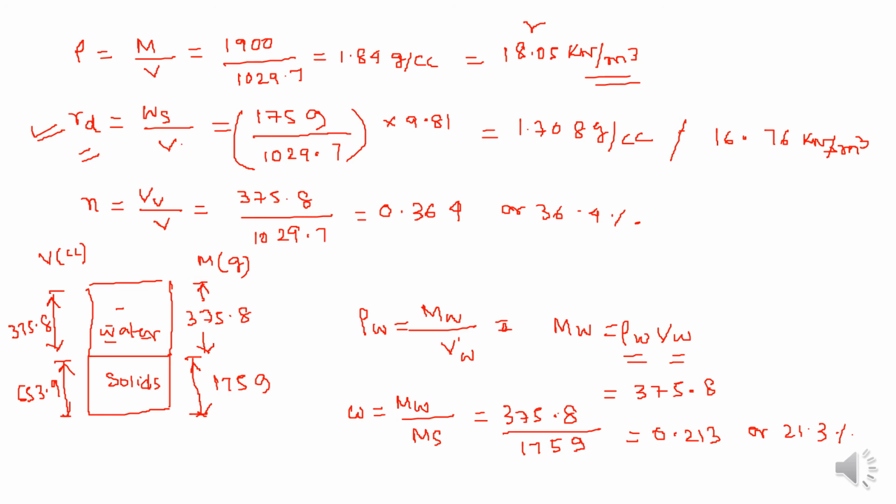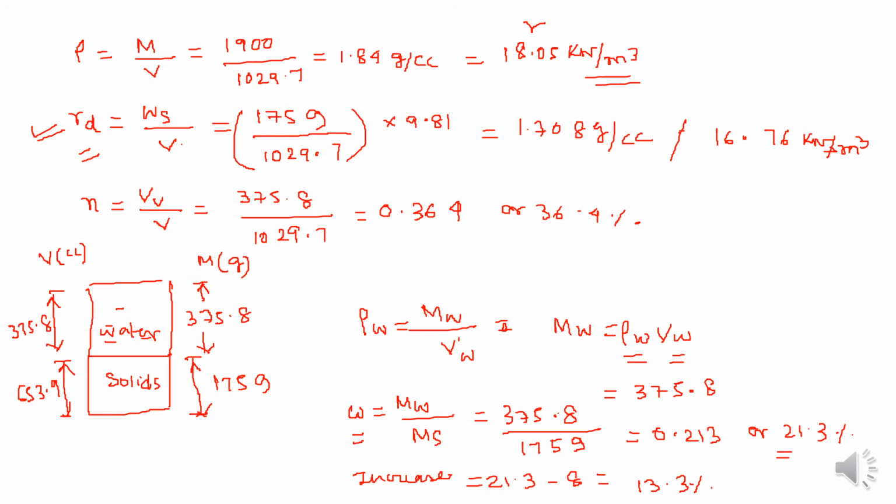So my water content previously was 8% and now it's 21.3%. So the increase is equal to 21.3 minus 8, which becomes 13.3, right? 13.3%. Now what is my increase in the unit weight of the sample, right?